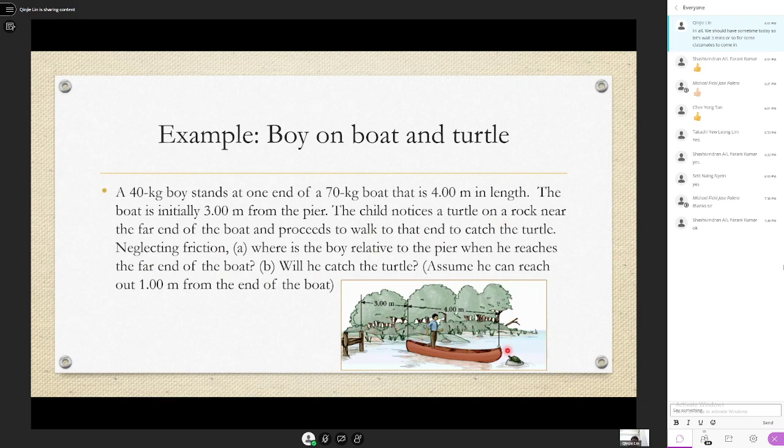So this scenario is depicted here. 3 meter from the end, the boat is 4 meter, and he is starting from one end of the boat, assuming he's at one end. So you can imagine this boy, because there is no friction, no resistance, no nothing, right? When this boy moves to the right, what will happen? The boat will move to the left, correct? When you move to the right, the boat will move to the left.